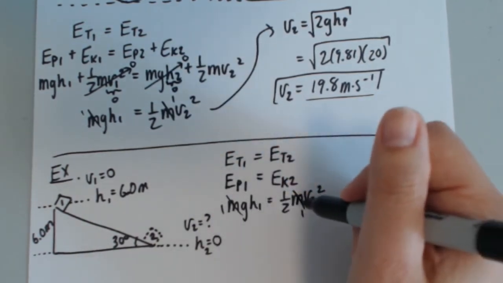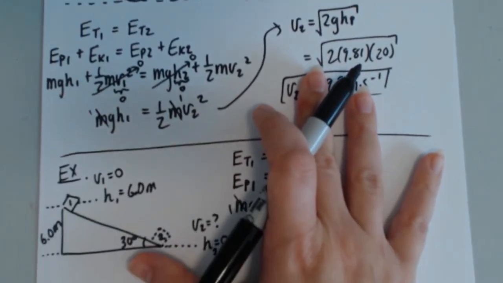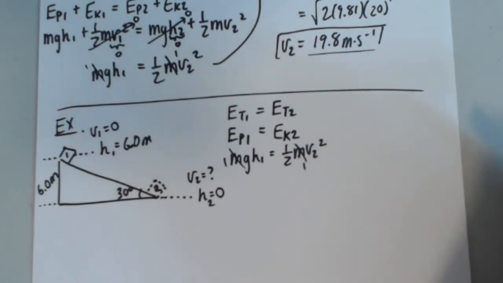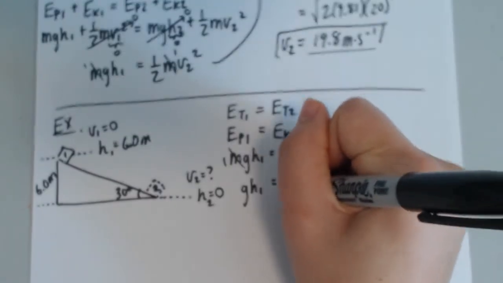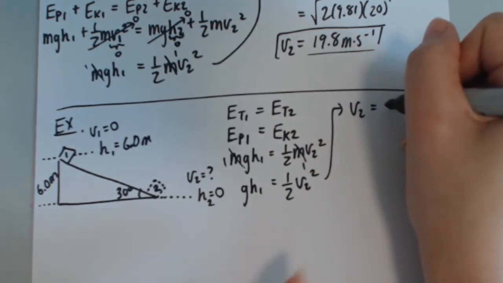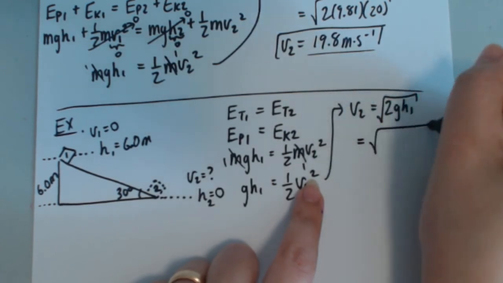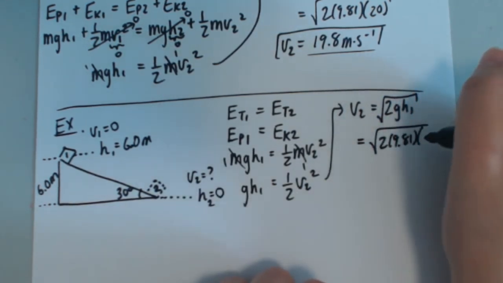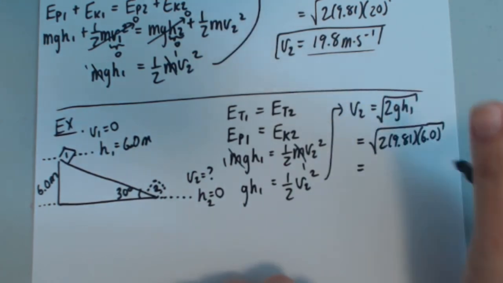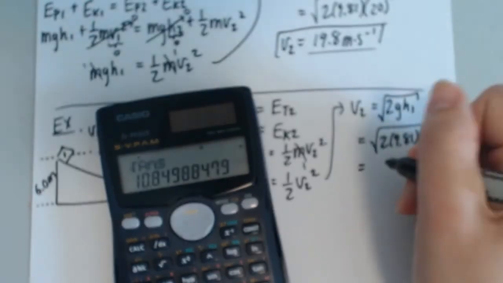The reason why you can cancel out the mass here is because it appears in every single term. So you can imagine factoring it out from the left and right side and then dividing it out. We're left with gh1 equals 1/2 v2 squared. So v2, rearrange, the 2 goes over first, 2gh1, and then square root. So square root of 2 times 9.81 times 6.0, which is square root of 2 times 9.81 times 6, about 10.8.